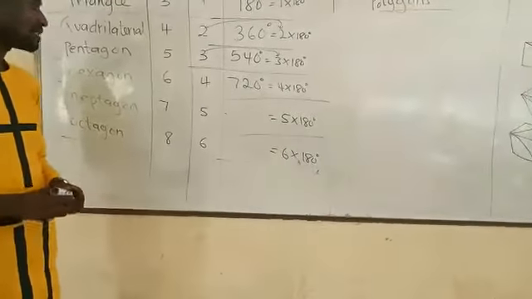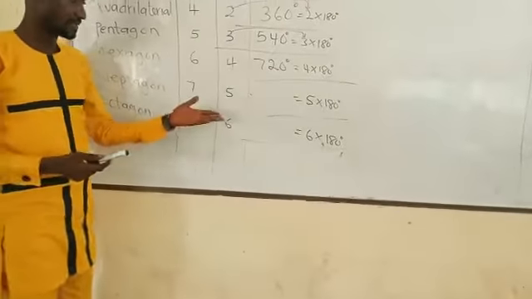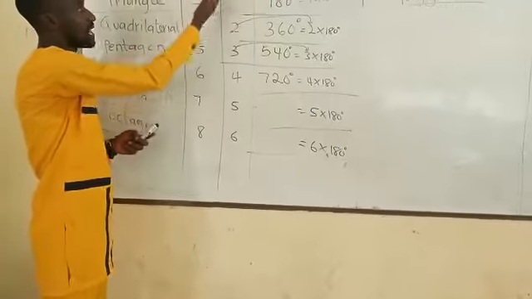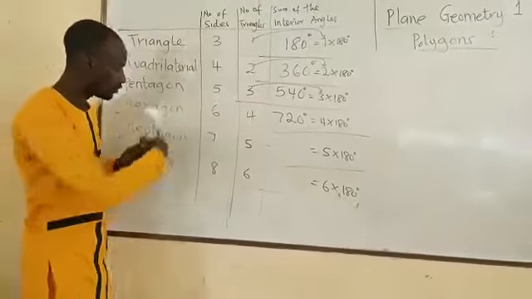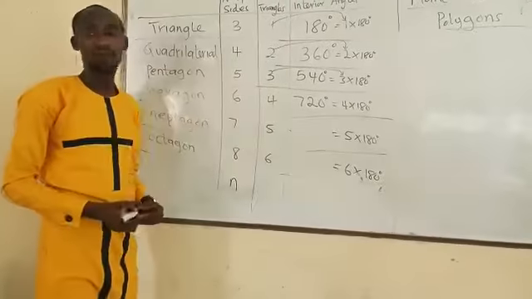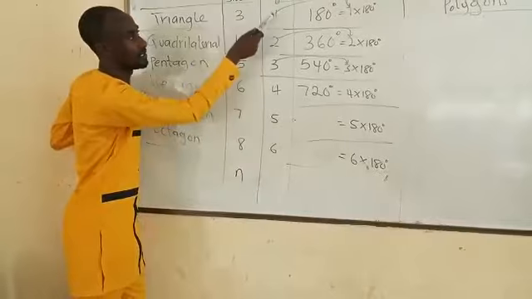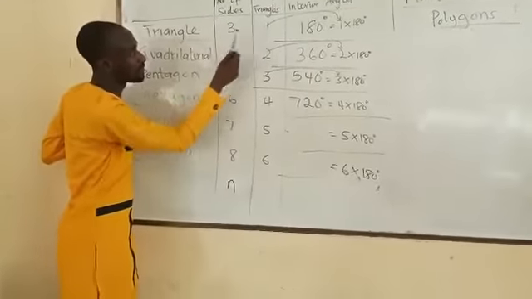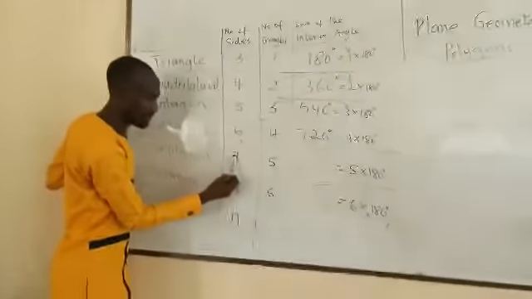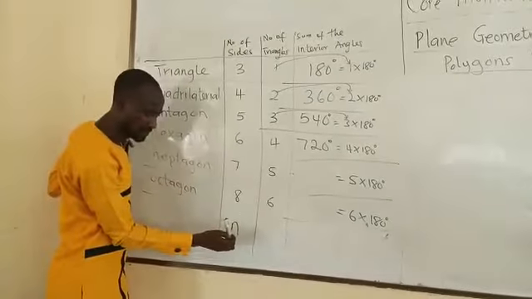Okay. Then, how did I get the 6? If I don't want to draw, how will I get the 6? I compare the number of sides to the number of triangles. So let's assume I have a polygon having n sides. How many triangles am I going to get out of it? Let's check from here. 3 sides changed to 1 triangle. 4 went to 2. 5 to 3. 7 to 5. 8 to 6. So what do you think is happening?